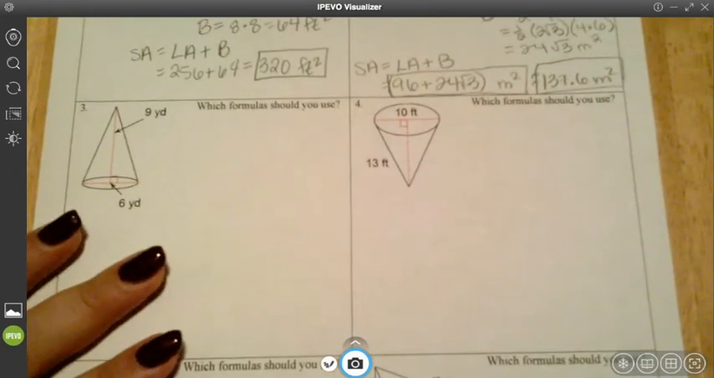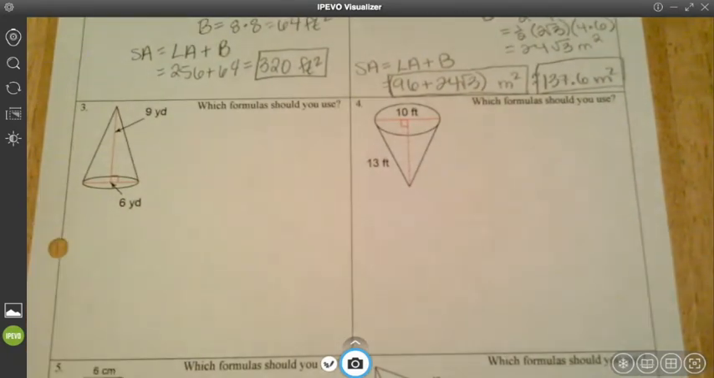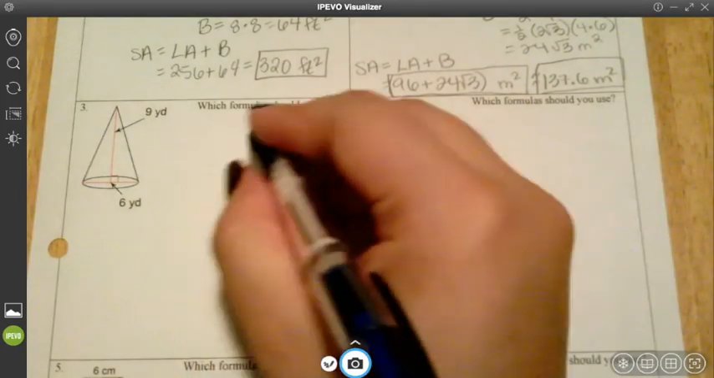In our next example, we're looking at a cone. I'd like you to try this. We've seen a couple examples so far. One of them was a cone. So for this one, what formula do we use?